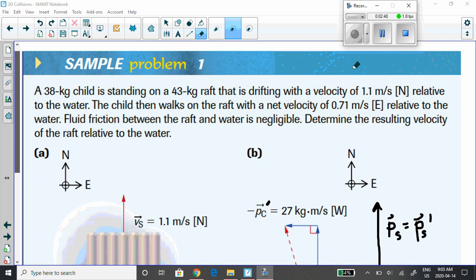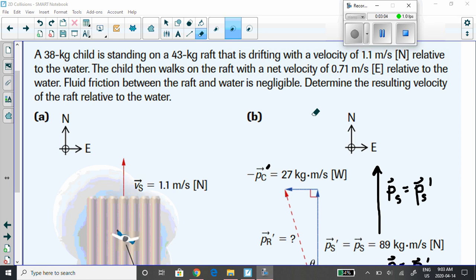All right, so we might as well start with one of the sample problems from the textbook. It's on page 254, 255. So take a second to read the question and read through the solution. Pause the video now, read the question, read the solution, and then we'll come back.